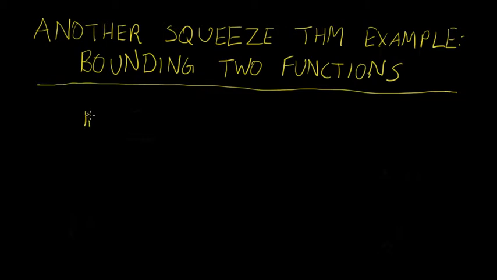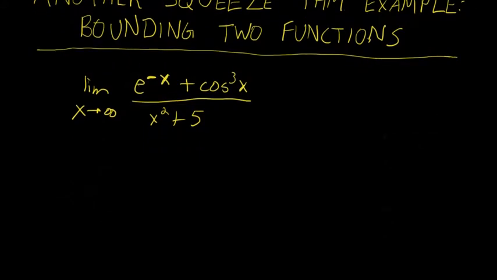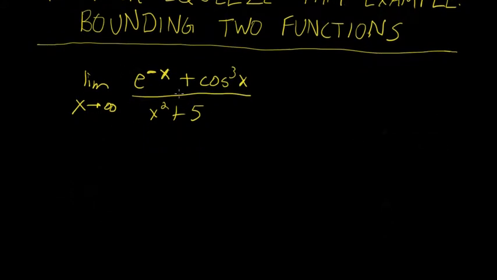And the limit we're going to be interested in finding is the limit as x approaches infinity of e to the minus x plus cosine cubed of x, divided by x squared plus 5. So let's look at e to the minus x and cosine cubed of x separately.